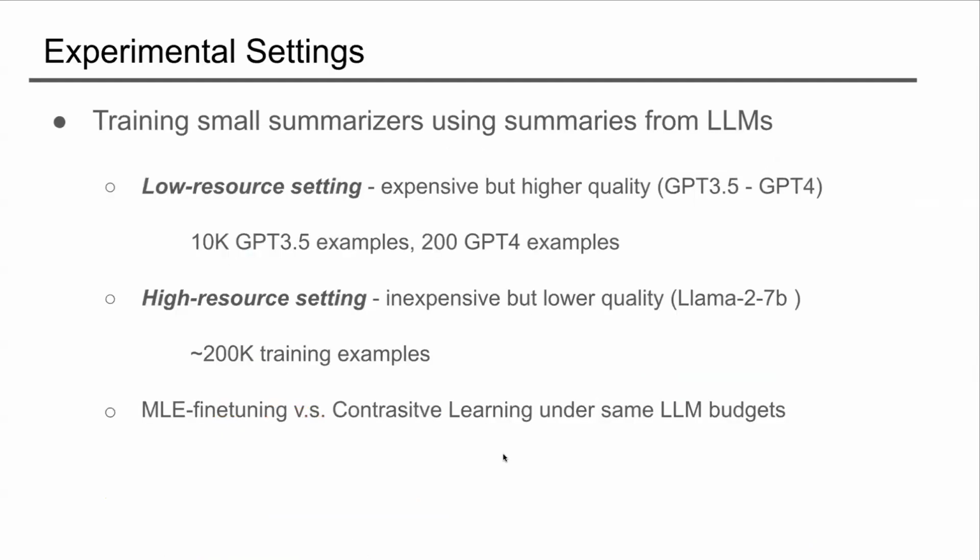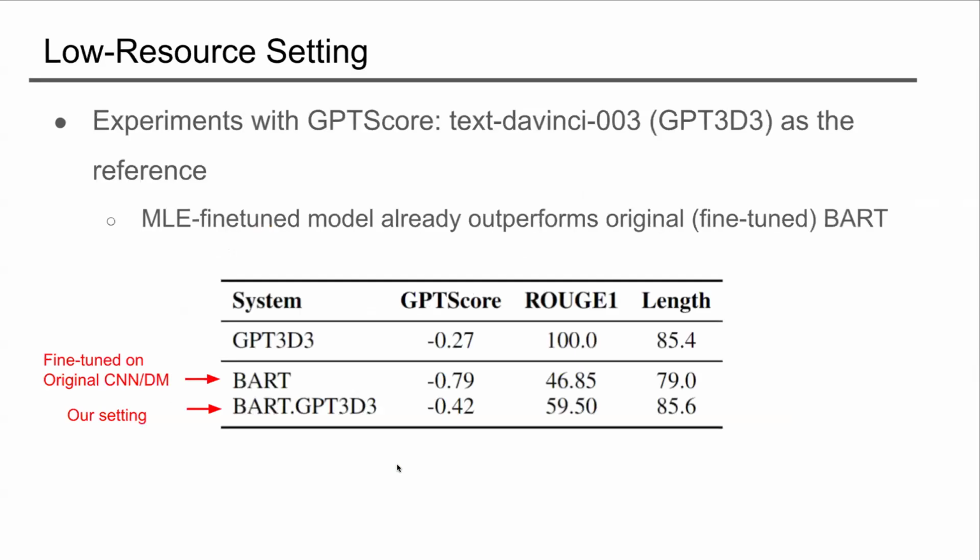And we consider two different training settings. The first one is low resource, where you use an expensive but higher quality model. For example, at the time it was GPT 3.5 and GPT-4. So we generated only 200 examples from GPT-4 and 10,000 examples from GPT 3.5. And then the high resource setting is inexpensive. You can use an open source model like Llama, a small version of it, and then generate a lot of training data, like 200,000. And then we perform both of the training objectives, both MLE and the contrastive learning.